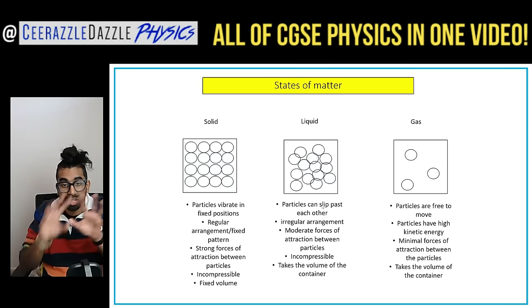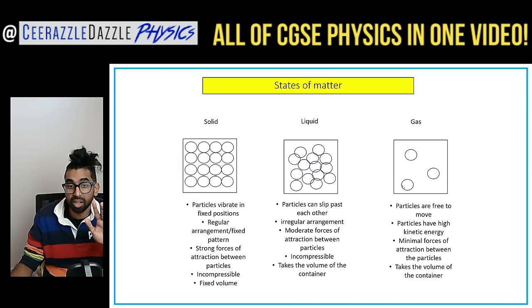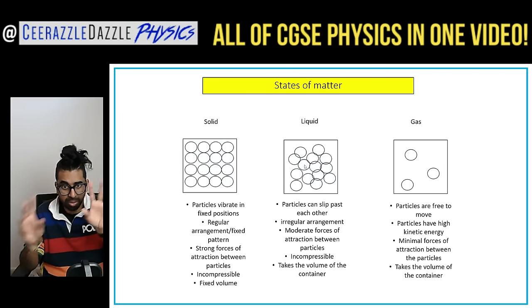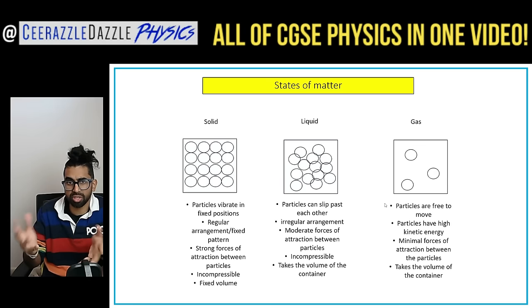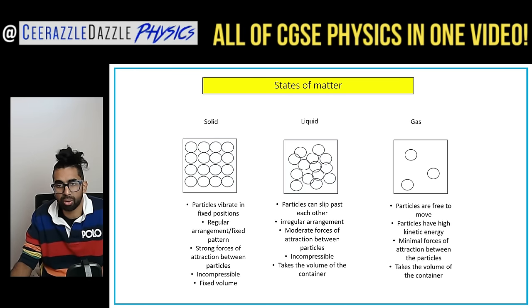Liquid, the particles can slip past each other. There's an irregular arrangement, so it's not in a pattern itself. There are moderate forces of attraction between the particles. It's incompressible, you can't squash the liquid down, and it takes the volume of the container. So let's say you put water into a teapot, it becomes the shape of the teapot.